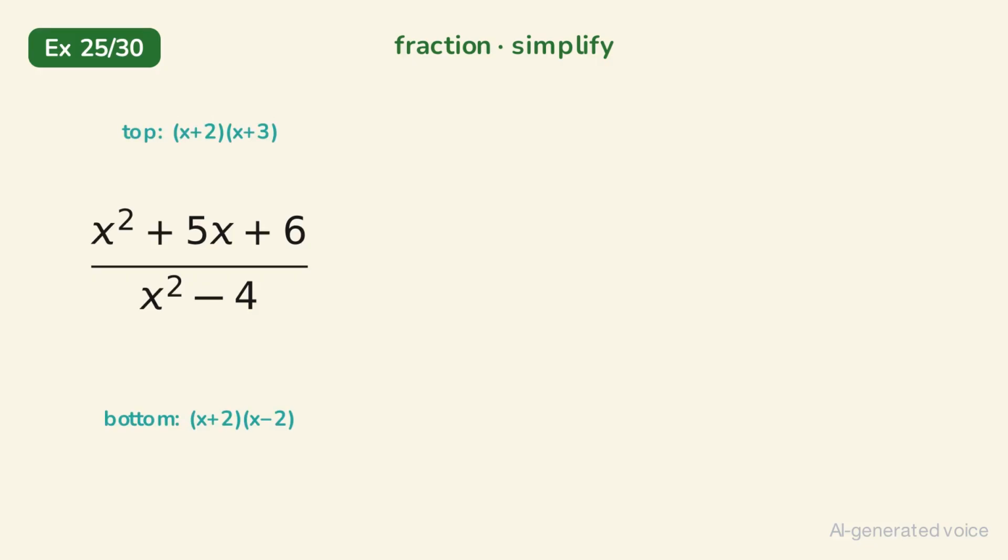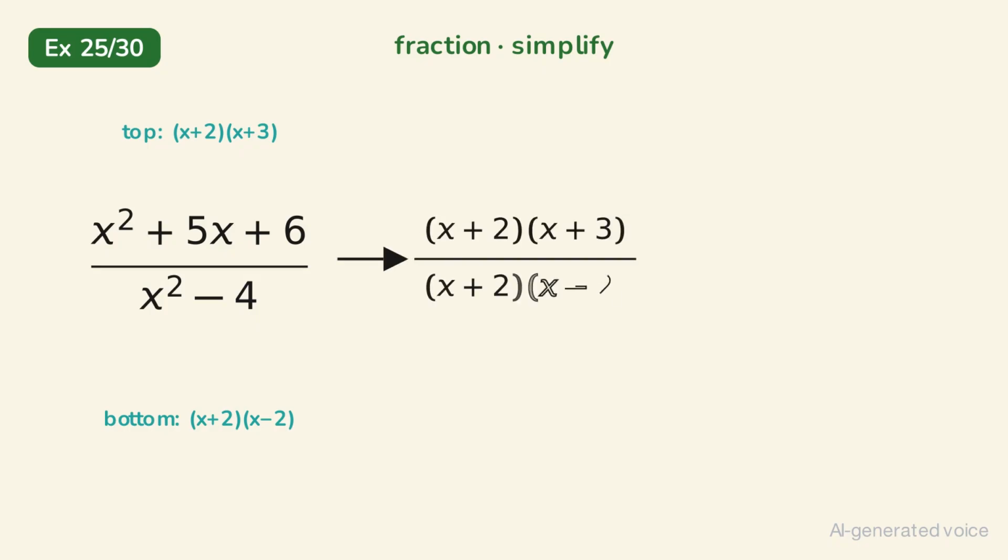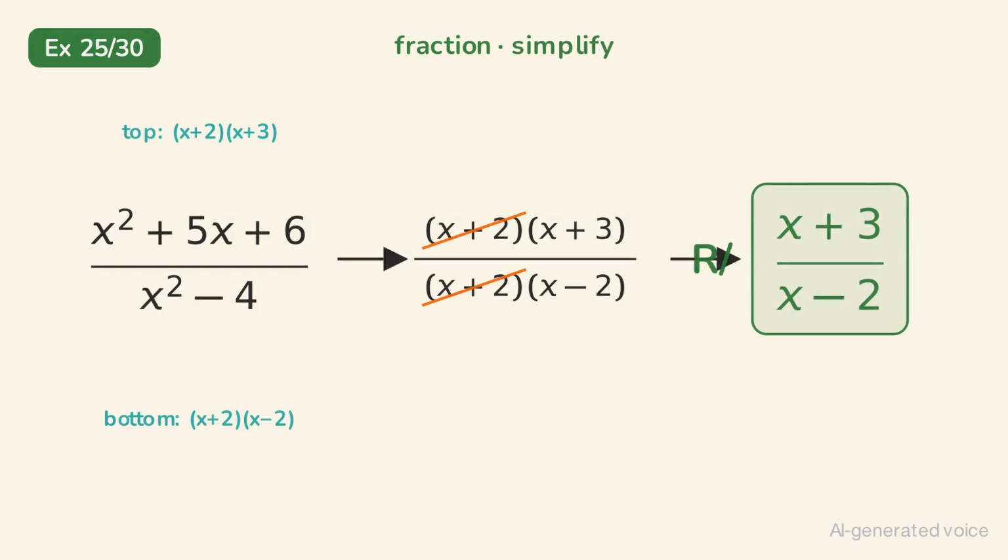On top, that trinomial factors by finding two numbers that add to 5 and multiply to 6, they're 2 and 3, so we get x plus 2 times x plus 3. And on the bottom, x squared minus 4 is a difference of squares, x plus 2 times x minus 2. We rewrite the fraction already factored. And here's the nice part, the factor x plus 2 is on top and bottom, so it cancels. We're left with x plus 3 over x minus 2.